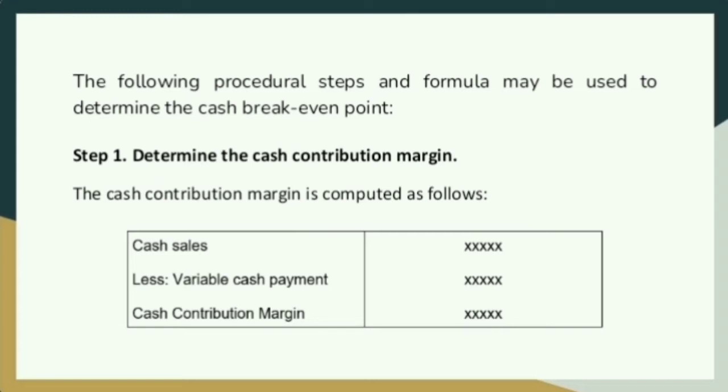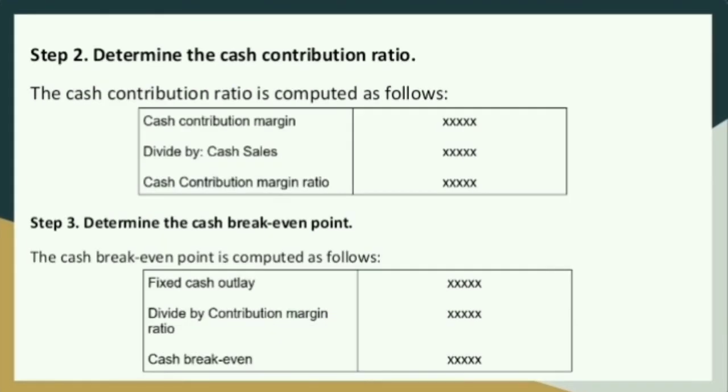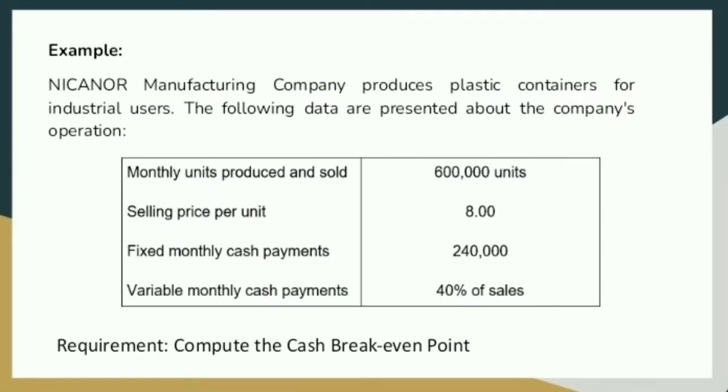So you need to deduct the variable cash payment sa cash sales. Step 2, determine the cash contribution ratio by dividing the cash contribution margin sa cash sales. Step 3, determine the cash break-even point: fixed cash outlay divided by contribution margin ratio equals cash break-even. Be mindful lang na kapag na-wrong ka sa step 1, that means wrong na tanan imong lain solution since connected man sila tanan. So here's an example.